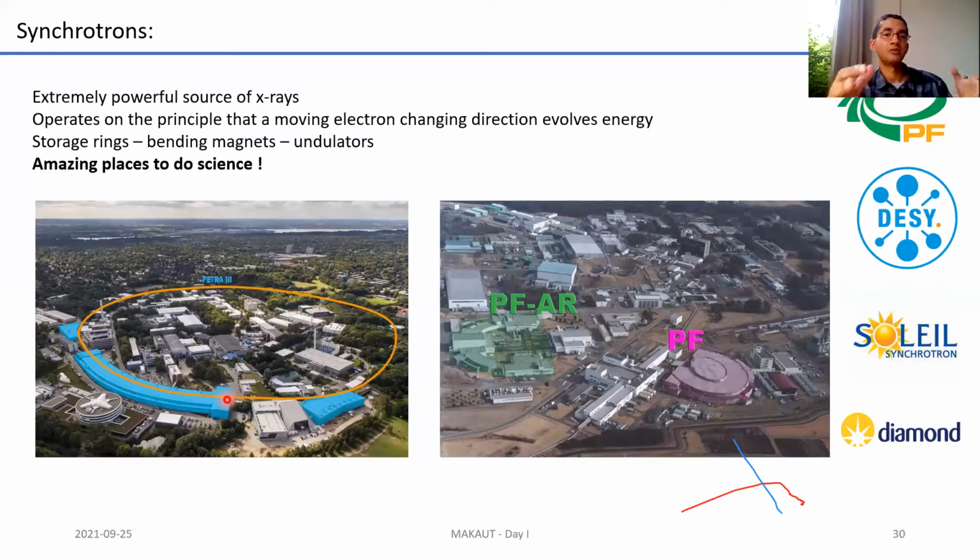What happens is that you take electrons and start accelerating them, and then you make them change direction by using magnets. There are things like storage rings, bending magnets, undulators. Read about them on Wikipedia. It's an interesting thing to know about, especially if you're interested in spectroscopy. But the important thing is that this gives rise to very high energy X-rays. Especially for those of you studying material science, if you want to probe materials, you need high energy X-rays. For example, the X-ray absorption experiment that I showed requires high energy X-rays. And these are places where you do these kinds of experiments. Examples include the Photon Factory at Tsukuba, DESY in Germany, Soleil in France, and the Diamond here in the UK.